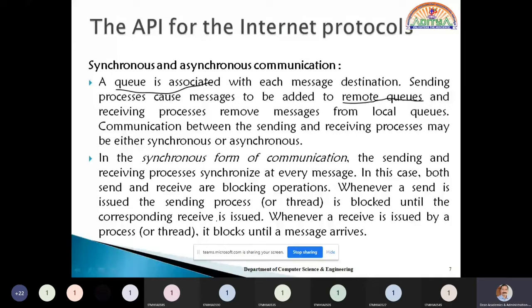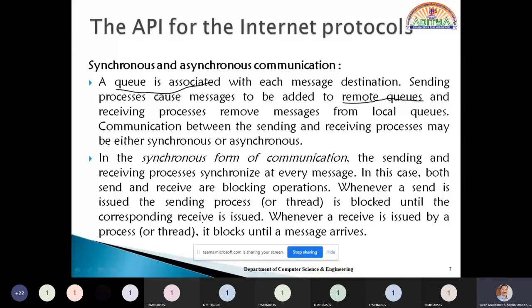Whenever the receiver receives that information, automatically the receiver unblocks the communication, so that the sender will send another block of data. So in synchronous form of communication, what will happen is, once again I am repeating, once a block of data is passed, the sender is blocked until the receiver receives the information and unblocks the communication.